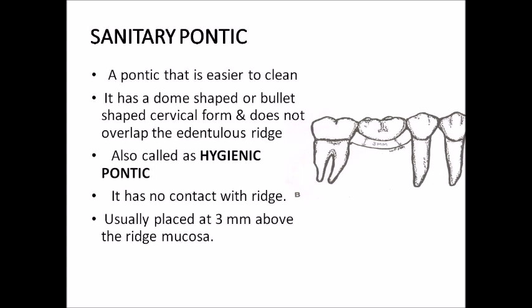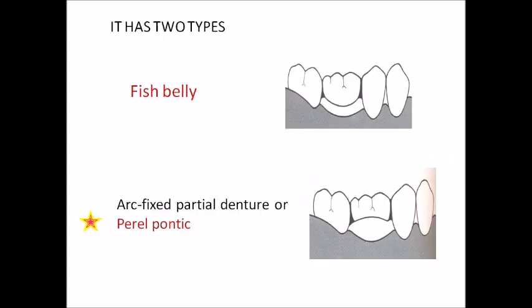It has a dome shape or a bullet shaped cervical form and that does not overlap the edentulous ridge. So it's indicated only in areas with least aesthetic concern, so that is the mandibular posterior region. Two types of the sanitary pontics are fish belly pontic and pearl pontic.